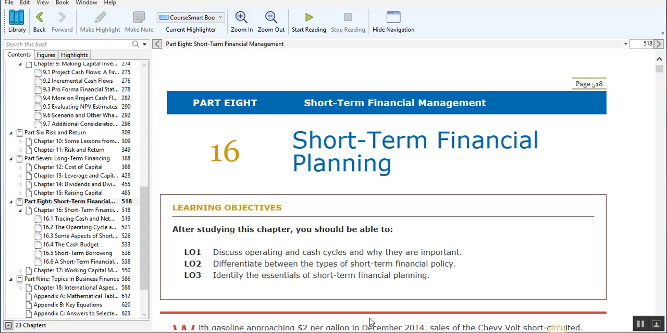In this chapter, I'm going to talk to you about short-term financial planning, and then I'll move on to Chapter 17. In Chapter 16, I want to talk about the things that are really going to matter the most that you are doing on your homework.